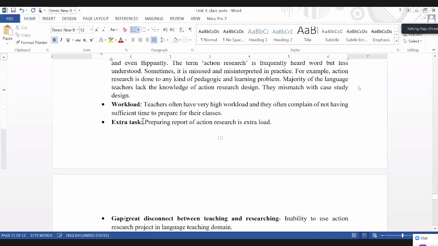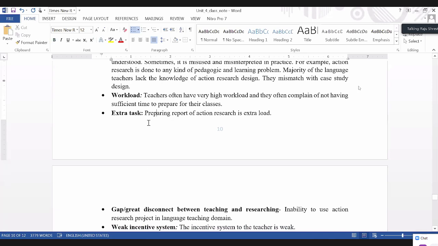एक्स्ट्रा टास्क हो यो प्रिपेयरिङ रिपोर्ट भनेको, पढायो हैन, हाम्रो 6 पिरियड त छँदैछ, 5 पिरियड छँदैछ, then after that हामीले के गर्नुपर्छ, फेरि रिपोर्टको लागि छुट्टै टाइम म्यानेज गर्नुपर्छ. बिकज अफ दिस this is extra tasks, extra load, workload, and disconnect between teaching and learning. Teaching and researching ma disconnect भयो.